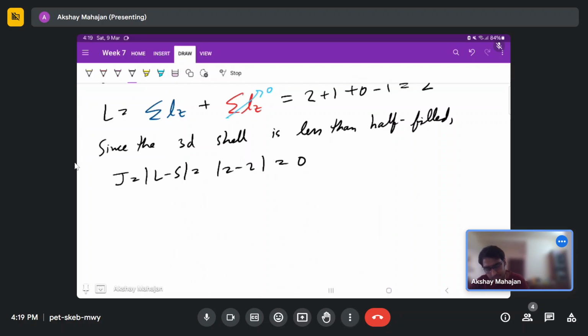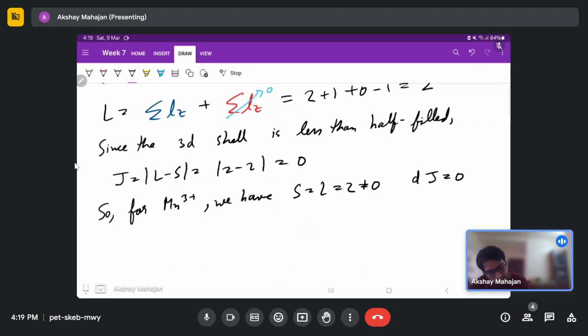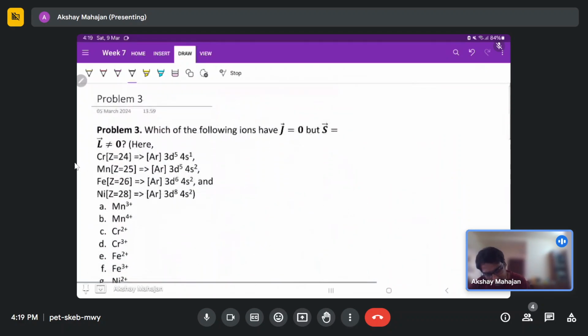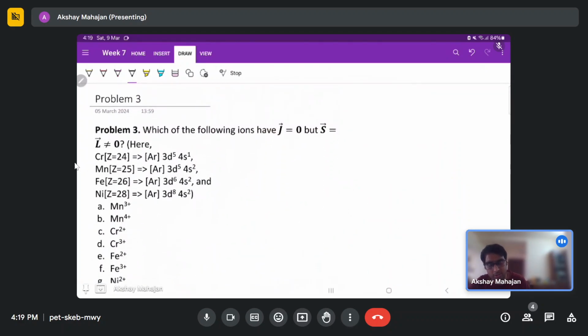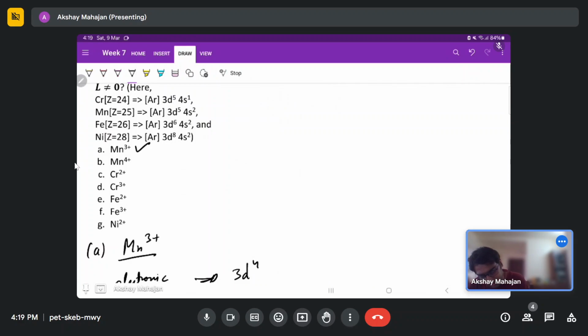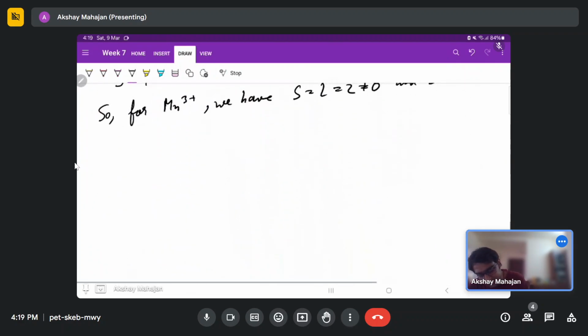So for Mn3 plus, we have S equals to L equals to 2, which is not equals to 0, and J equals to 0. Okay, and that is what we want. We want J equals to 0 and S, L not equals to 0. So this will be our answer. Mn3 plus is going to be one of those ions.